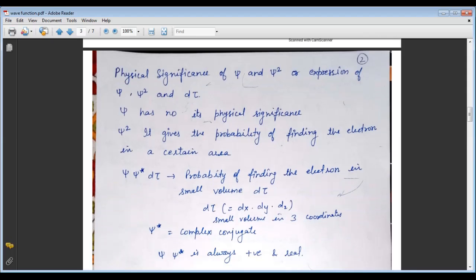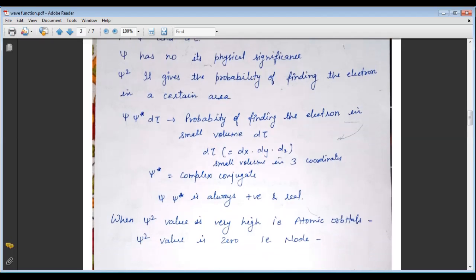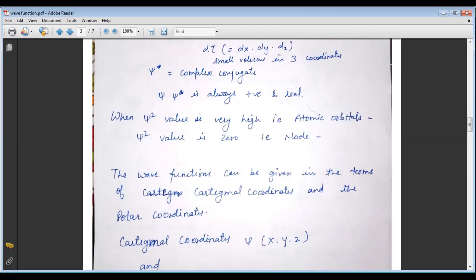Here dτ represents dx dy dz, meaning a very small part of x, that is the small volume in the three coordinates. So dτ is dx dy dz. And psi star is the complex conjugate, and psi star psi is always positive and real.